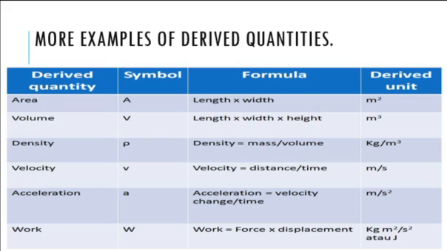This table shows us more examples of derived quantities. We have area, and this is the formula for area. The unit is meter square. You have volume, density, velocity, acceleration, work, energy, power, and momentum. All these are physical quantities, and we have symbols here and how they are derived. These are their formulae and these are their units.